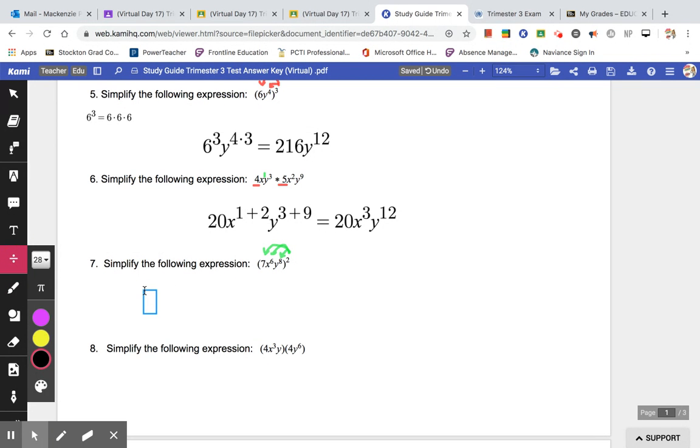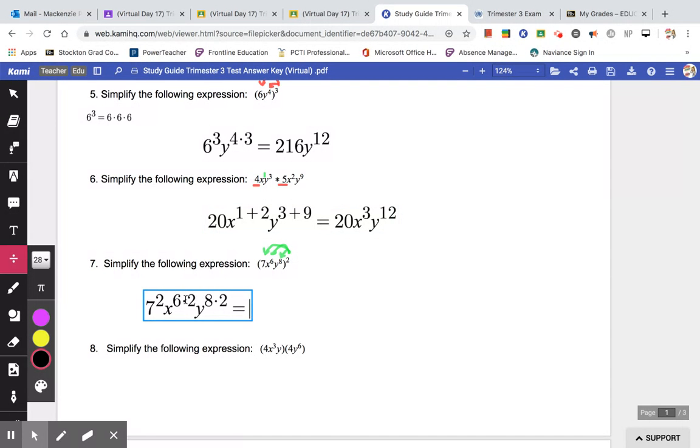So when we go ahead and do that, we keep the 7. There's nothing on the 7, so we just kind of distribute that power or do 2 times 1 and it becomes 7 squared. Keep the x and multiply the 6 already on the x times the 2 on the outside. Keep the y and multiply the 8 on the inside by that 2 on the outside. So it does look a little bit messy here, but again, we're just showing that we're multiplying the exponents.